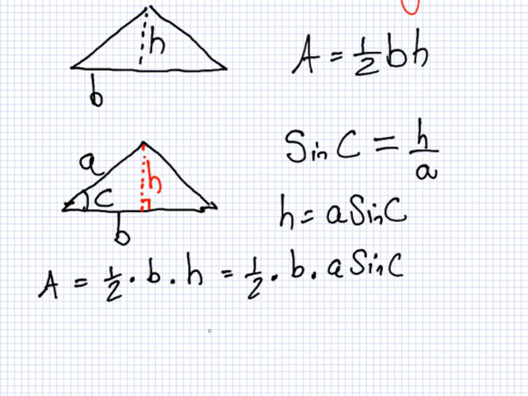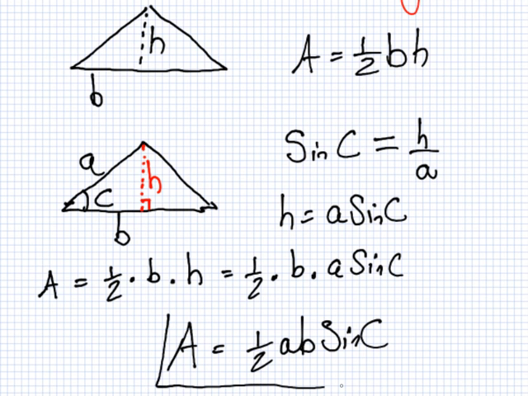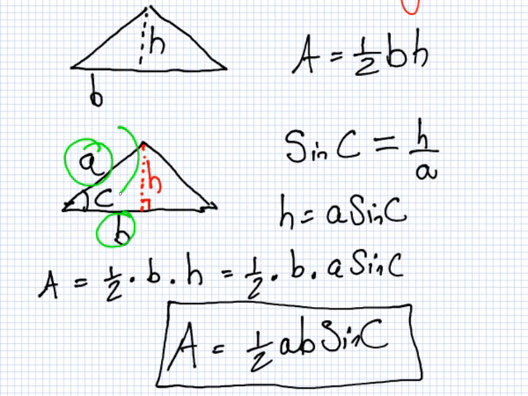So normally we write it like this: the area is a half AB sine C. So if we know two sides and we know the angle between the two sides, we can know what the area is. It's a half side sine the angle that's in between the sides. Okay, so please write this down.